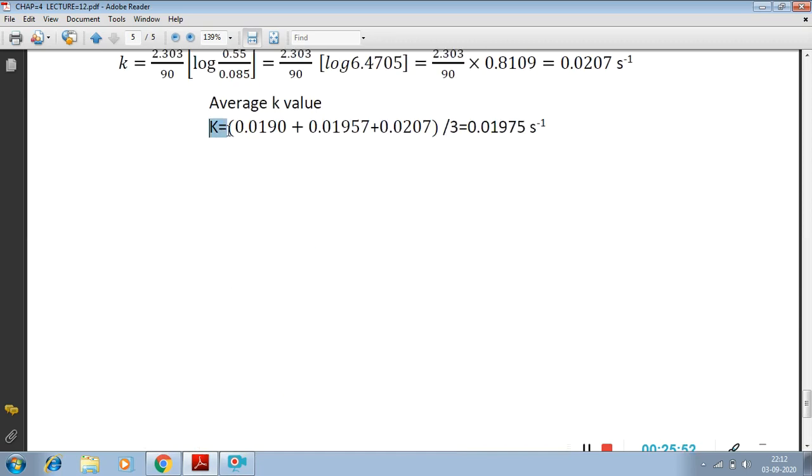Now take the average of these three K values. So K is equal to 0.0190 plus 0.01957 plus 0.0207 divided by 3. So you will get 0.01975 second inverse.